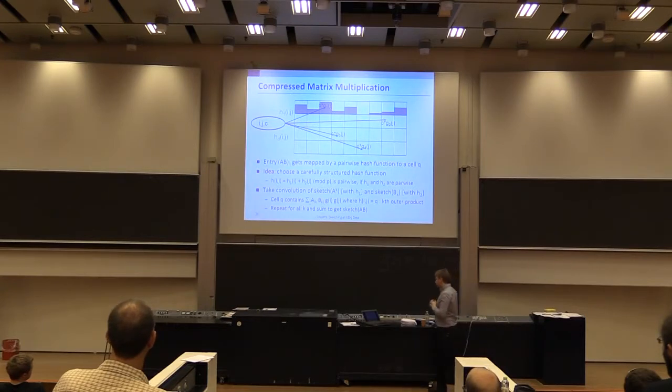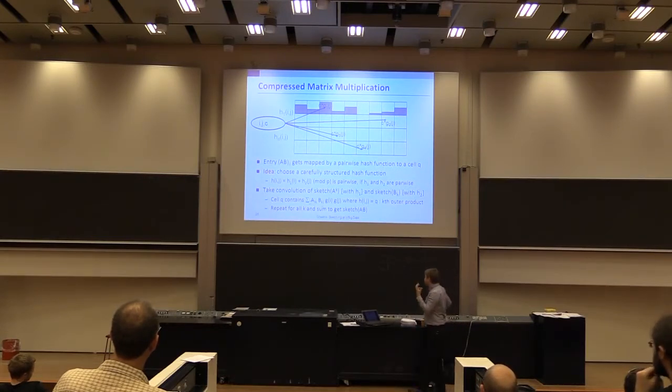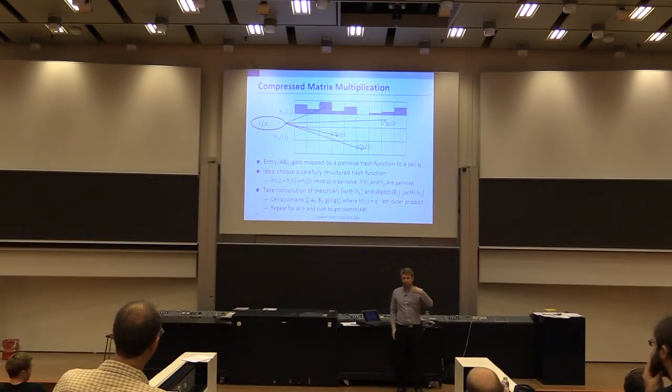So roughly speaking, if I take the convolution of these two sketches, I get a sketch of the outer product. Once I have that, that's the sketch of the kth outer product. So I sum this up over all n different outer products, and I end up with a sketch of the matrix product.